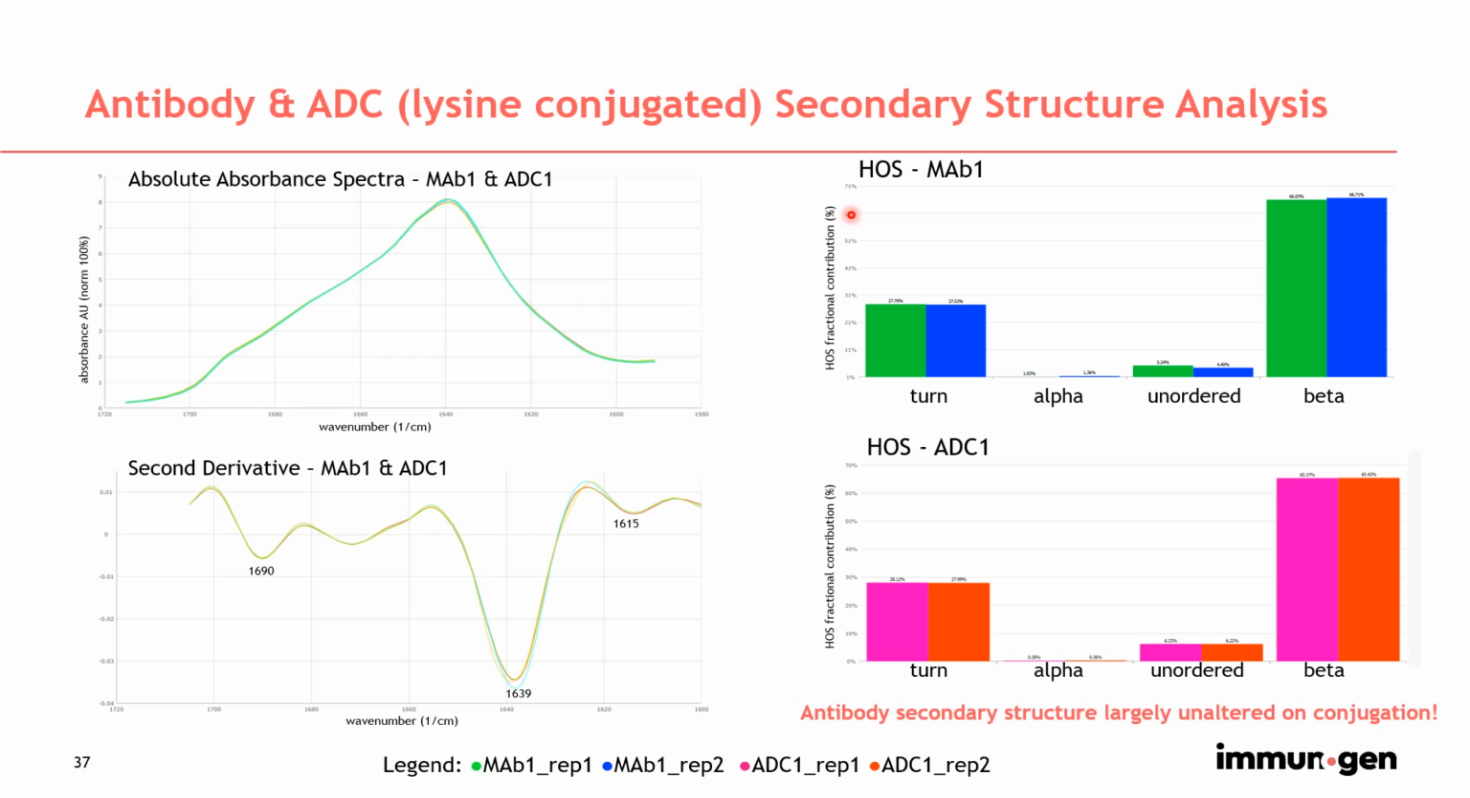On the right, we have the fractional contributions to the secondary structure that are determined by the software from these different elements. The top figure is the antibody and the bottom figure is the ADC. And as we can notice, the fractional contributions for each of these different motifs for the secondary structure are very similar and comparable between the antibody and the ADC. Looking at this data overall, we were able to conclude that the antibody secondary structure largely remains unaltered on conjugation.